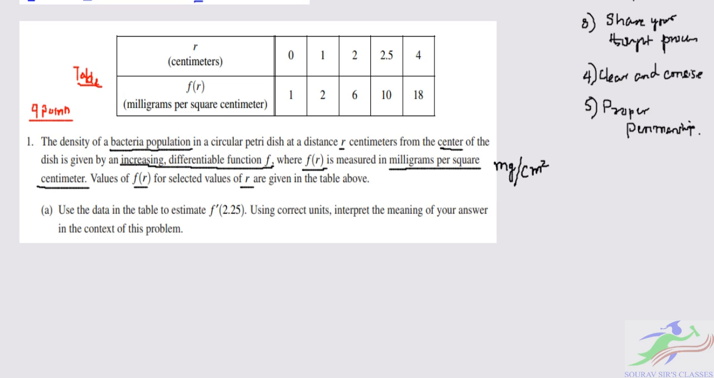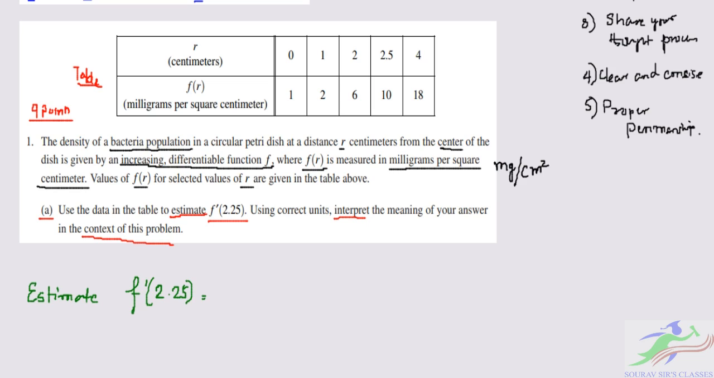Let's check the first part, part A. Use the data in the table to estimate f prime of 2.25. Using correct units, interpret the meaning of your answer in the context of this problem. First, we have to estimate the value of f prime of 2.25.